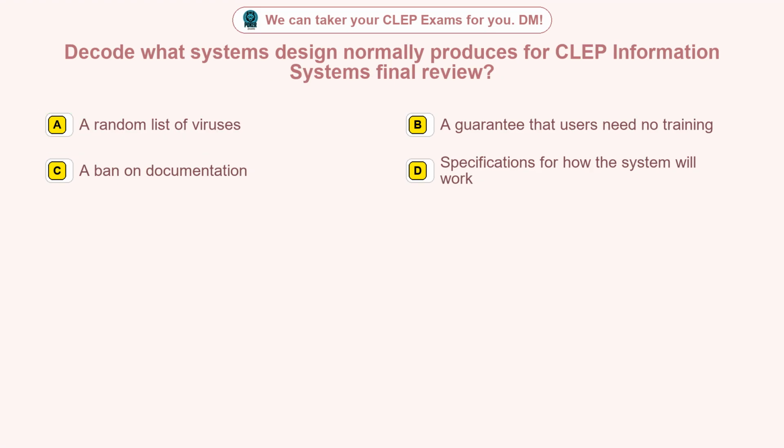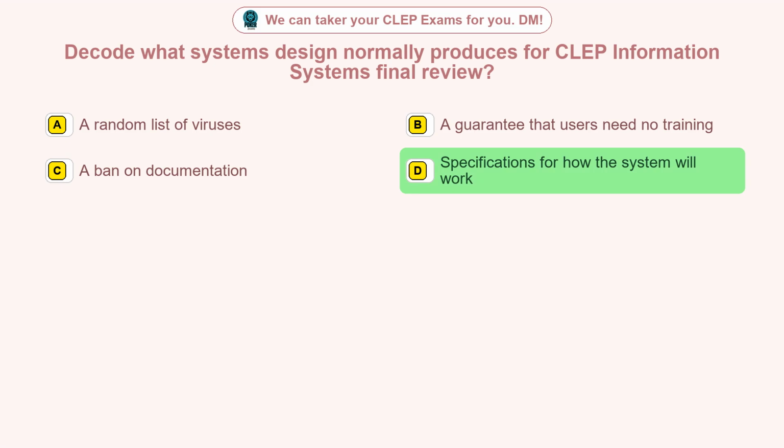Question 67. Decode what systems design normally produces for CLEP Information Systems final review. Option A. A random list of viruses. Option B. A guarantee that users need no training. Option C. A ban on documentation. Option D. Specifications for how the system will work. The correct answer is option D.